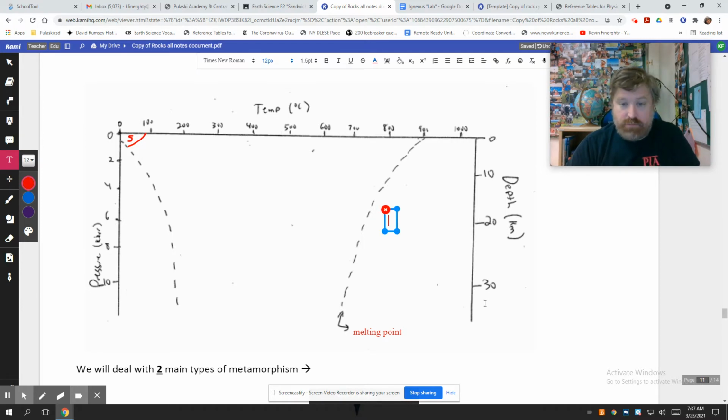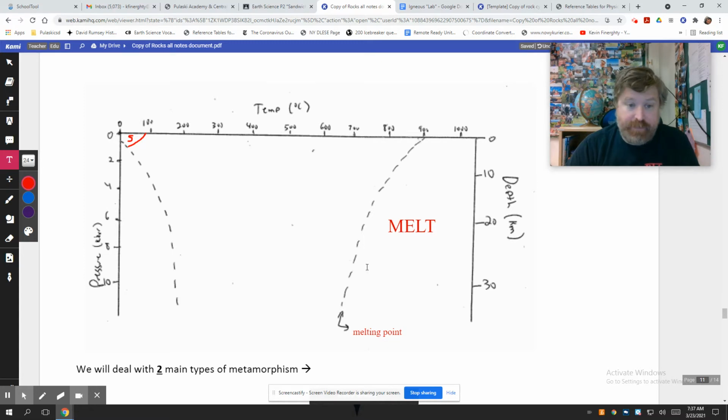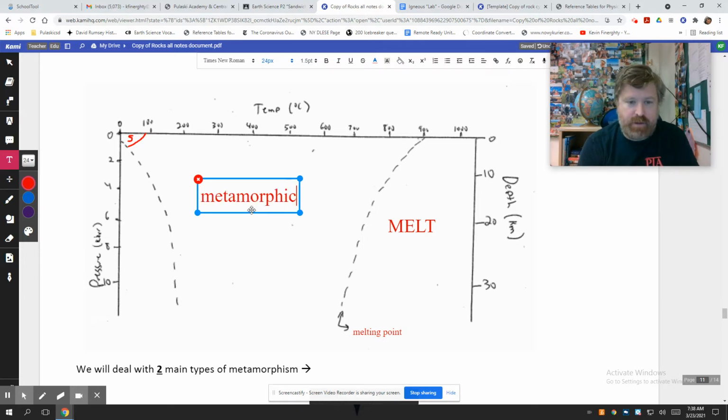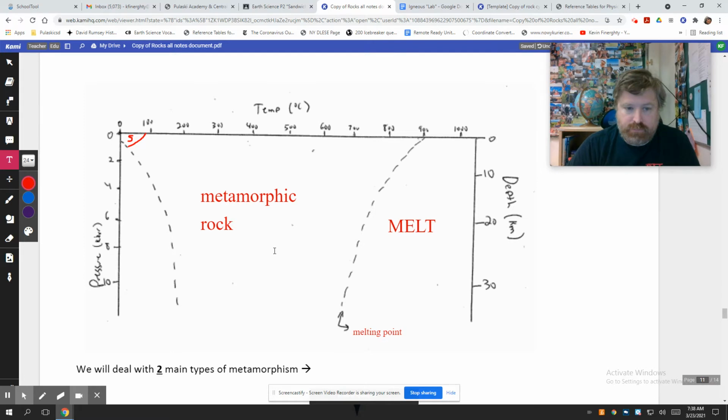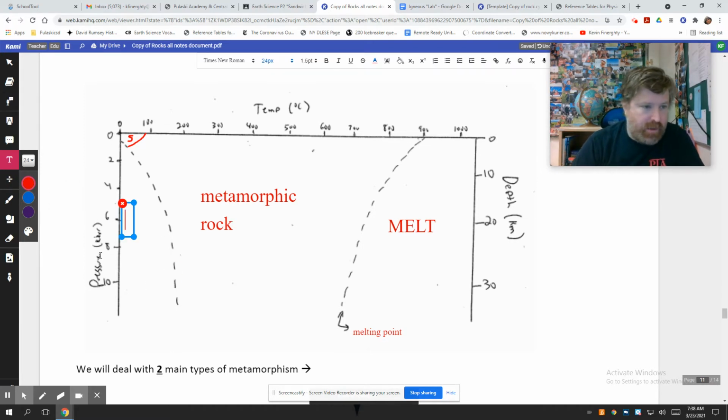Go past that, you've got melts. Melt, we're not talking about metamorphic rocks anymore. Now you've entered the realm of magma, igneous rocks, all of that, right? So this big area in here will be where we form metamorphic rock. This little funny area right here, I'm going to go smaller. Don't worry about it. Nothing happens here. This doesn't exist. Conditions don't exist.